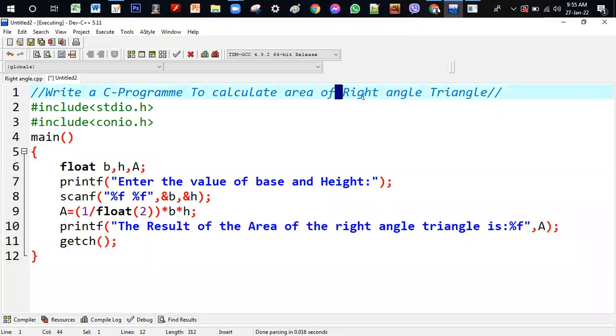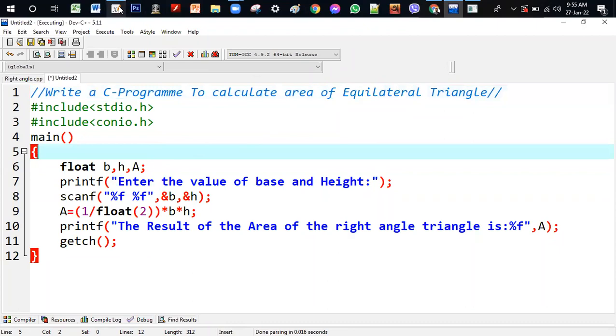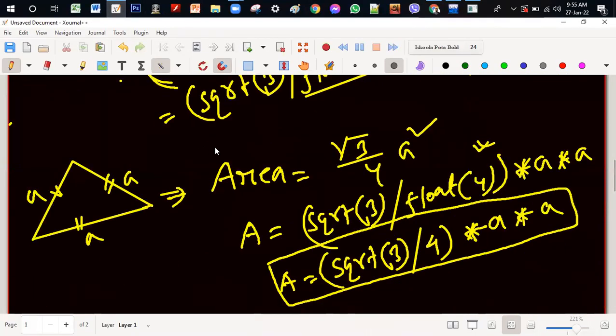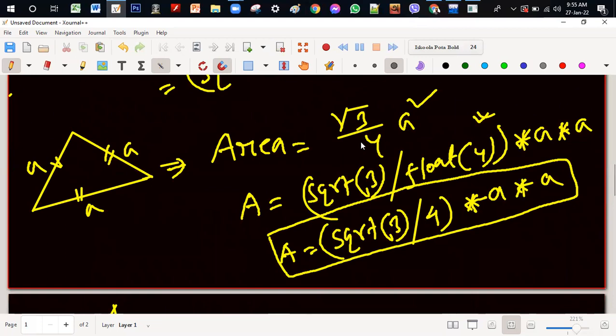Write a C program to calculate the area of equilateral triangle. Okay, so for the equilateral triangle, the formula of the area of equilateral triangle is √3/4 a square. So SQRT 3, right? SQRT 3 divided by float 4 into a into a. So this is the mathematical expression. So you have to write the C expression, right? So √3, for √3 we have to use the keyword SQRT. For SQRT we have to discuss.